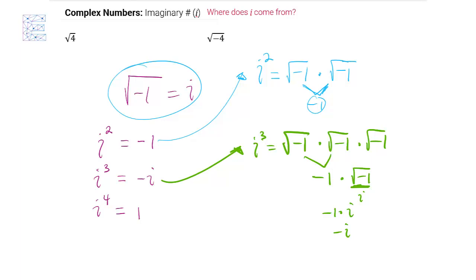Last but not least, for I to the fourth power, it's basically square root of negative 1 times the square root of negative 1 times the square root of negative 1 times the square root of negative 1. Square root of negative 1 times square root of negative 1 is simply negative 1. And the square root of negative 1 times the square root of negative 1 is also negative 1. Negative 1 times negative 1 is positive 1.